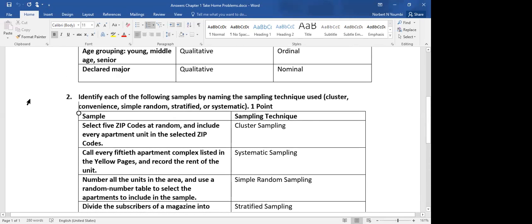So this is about take-home problem 1. There was not much difficulty here, and if you have a question, you can always ask. The exam will be the same format.